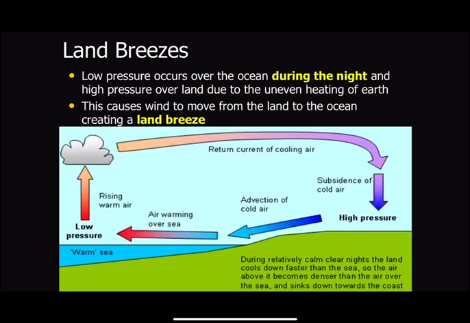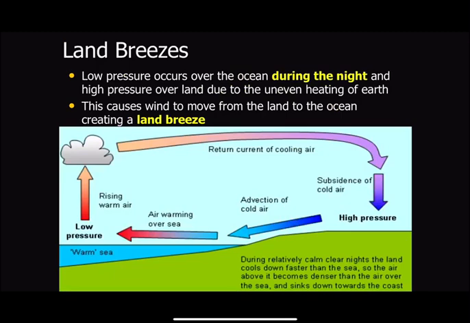During the relatively calm, clear nights, the land cools down faster than the sea does. Because the land is cooling down so fast, the air above it becomes denser and colder than the air above the sea. And because of this, there's high pressure over the land. And that air sinks down towards the coast.